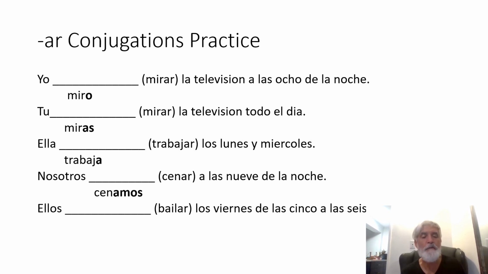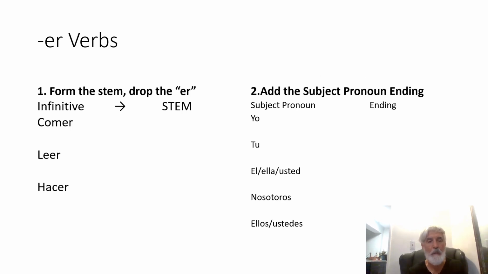What is the stem for bailar? It's bail. What's the ending for ellos? They. It's an. Bailan. Okay, let's look at ER verbs. How do we conjugate ER verbs in the present tense? Again, we have to get the stem. How do we get the stem? We drop the ending from the infinitive here. Our ending will be ER. So we drop that ER and let's get the stems.